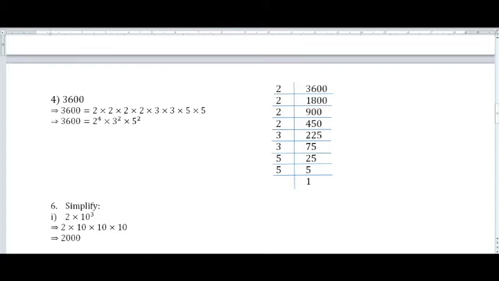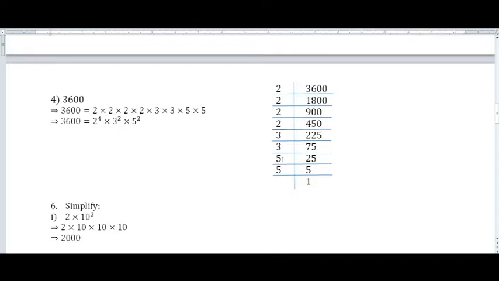225, whether it can be divided by 2 or 3, let's see. 5 plus 2 is 7, 7 plus 2 is 9. 9 is in the 3 times table, so that means 225 can be divided by 3. If you divide by 3, you'll find that it was 75 times. Then if you divide 75 by 3 again, you will find 25. 25 cannot be divided anymore by 3, so let us divide it by 5.